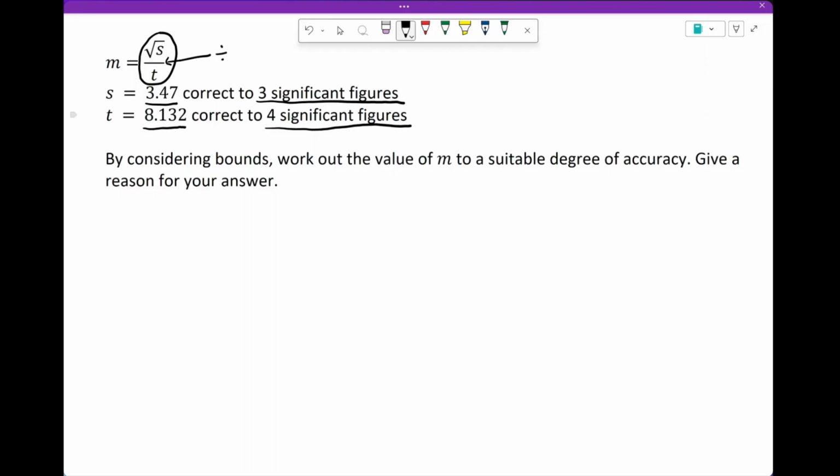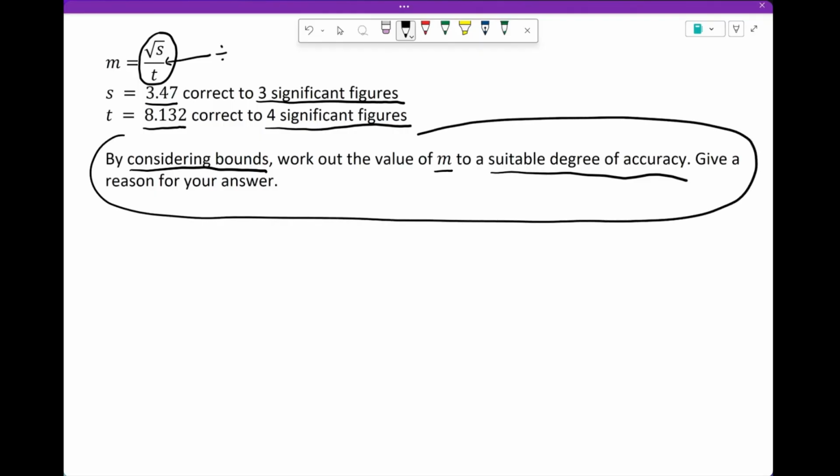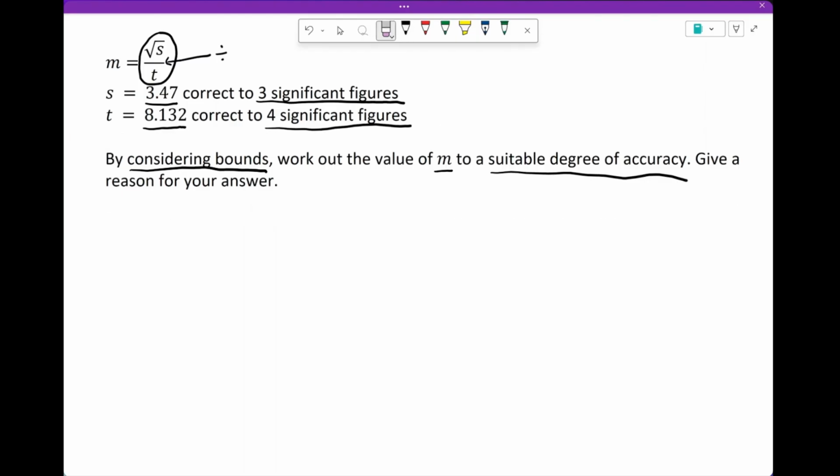Then it says by considering bounds, so that's a little bit vague, work out the value of m to a suitable degree of accuracy. Once again, a little bit vague. And it says give a reason for your answer. Okay, so this here is a specific type of thing that you might get asked in an exam. And if you haven't seen a question like this, you're likely going to be confused as to what it's asking you to do exactly. So the idea is the end result involves us finding one specific value for m. And to do that, we have to consider bounds.